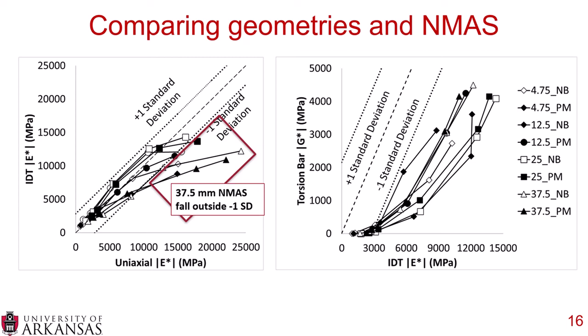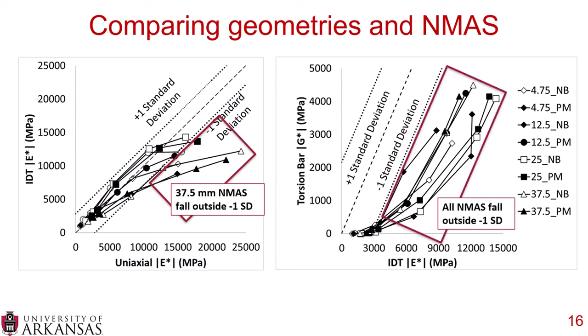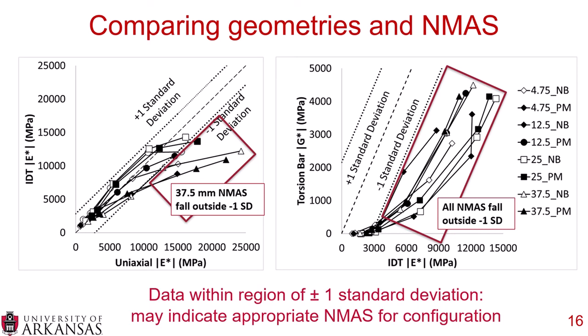And we can do the same thing with the torsion bar on the y-axis and the IDT on the x-axis. So the smaller test is always on the y-axis and the larger sample is always on the x-axis. And you can see here a lot of the data points start falling outside there. Almost all of the nominal maximum aggregate sizes fall outside of 1 standard deviation, which means they're statistically different. And the ones that are closest to the minus 1 standard deviation line there are actually the 4.75 millimeter nominal maximum aggregate size.